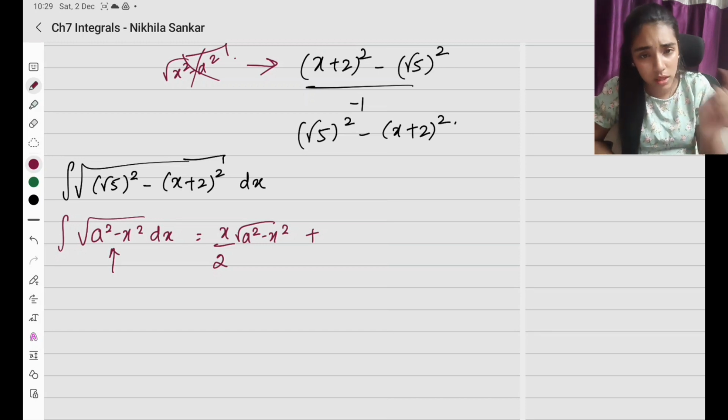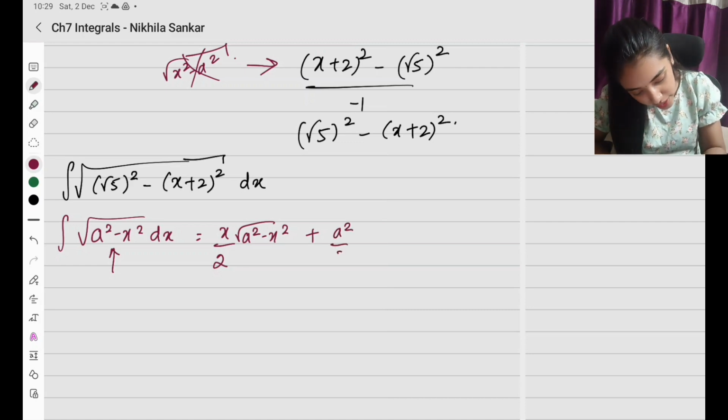Okay, you have all the proofs in your textbook. Please verify that. If you look at it, you will know why minus comes and why plus comes. Okay, plus next a square by 2. First x by 2, then a square by 2, times sin inverse of x by a plus c.